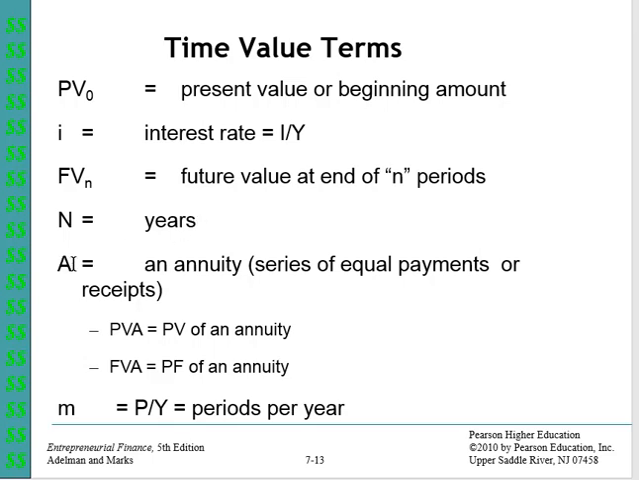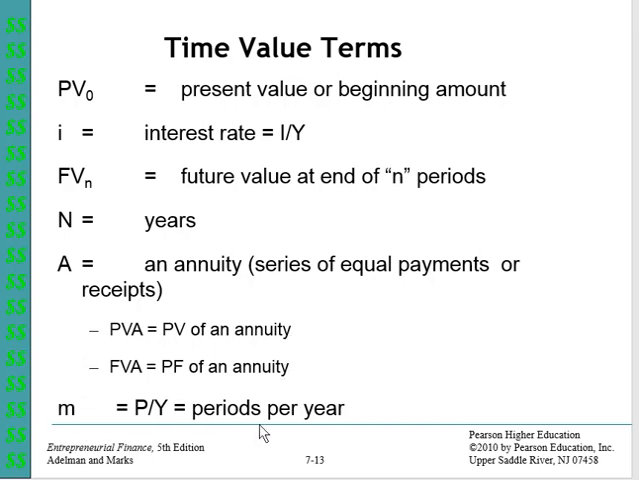A refers to payments. Again, sometimes you'll just see this as PMT for payment, but this is what's referred to as an annuity. It's a series of equal payments or receipts. Now, we can solve for the present value of annuity receipts, or we can solve for the future value of an annuity investment. Either way, we can solve for those problems.